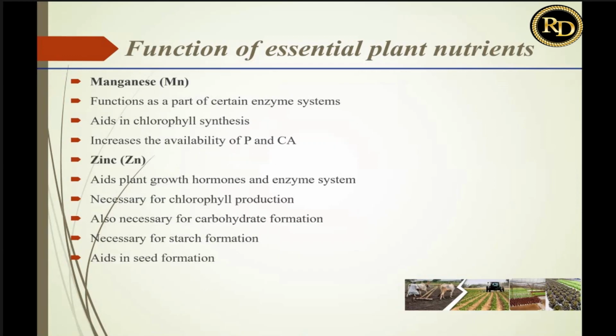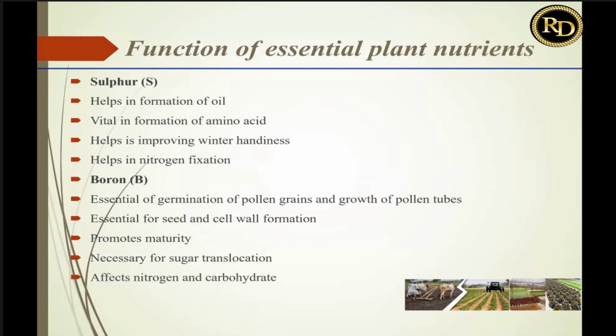Mn functions as a part of different enzymes and increases the availability of phosphorus, and because of its antagonistic impact, if Mn is available, then phosphorus and calcium availability will go up. Zinc is majorly known for enzymatic activities, starch formation, and seed formation also. And sulfur is always linked with the formation of amino acids and essential oils.